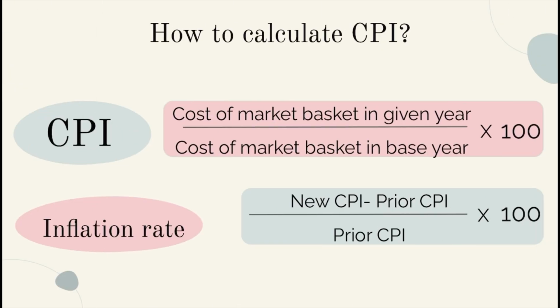So how to calculate CPI? CPI is the cost of the market basket in a given year divided by the cost of the market basket in the base year, times 100. And CPI can be used to calculate the inflation rate, which is the new CPI minus the prior CPI, divided by the prior CPI, times 100.